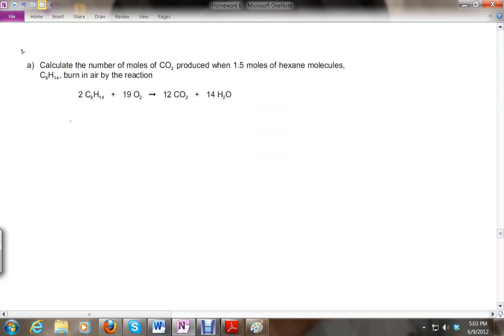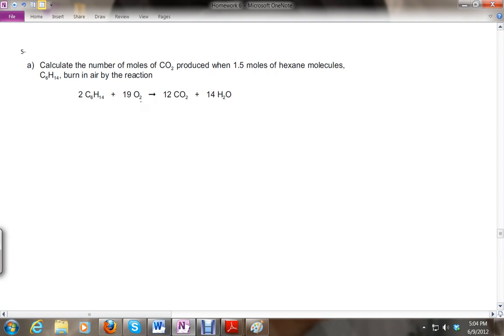Number 5. Calculate the number of moles of CO2 produced when 1.5 moles of hexane molecules (be careful, they're giving you moles of hexane molecules) burn in air in this reaction. 12 carbon, 24 hydrogen, 28, sorry, 19 by 2, 38. So it's 24 plus 14, 38. Okay, it's balanced. You see that I check it, even though I know it.